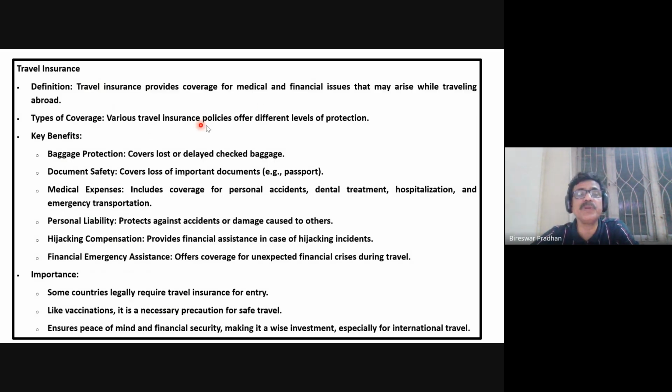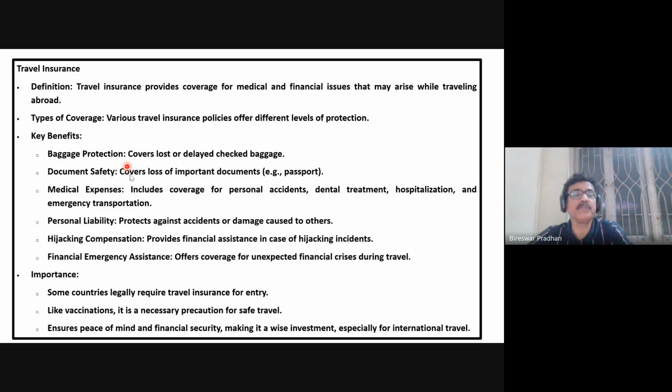Types of coverage: various travel insurance policies offer different levels of protection. Baggage protection covers lost and delayed checked baggage. Document safety covers loss of important documents like a passport. Medical expenses include personal accident, dental treatment, hospitalization, and emergency transportation. Personal liability protects against accident or damage caused to others. Hijacking compensation provides financial assistance in case of hijacking. Financial emergency assistance offers coverage for unexpected financial crisis during travel.